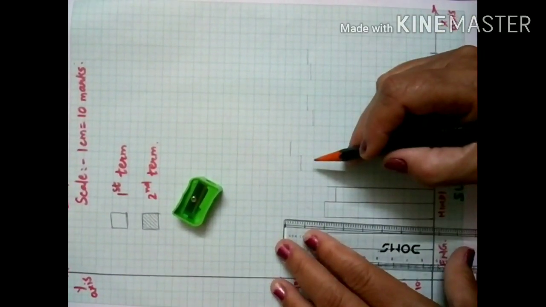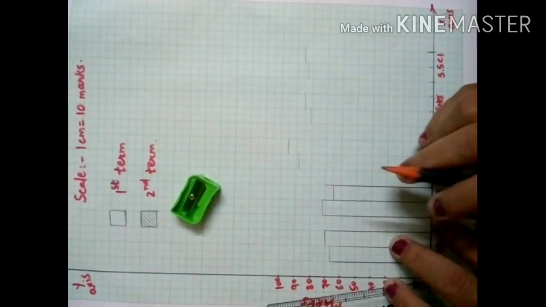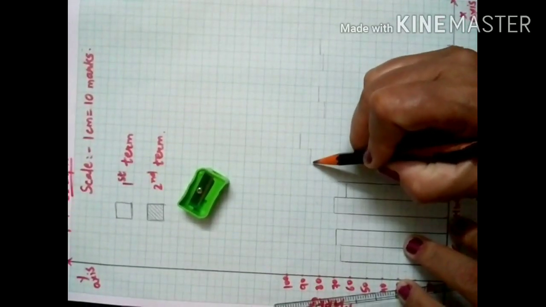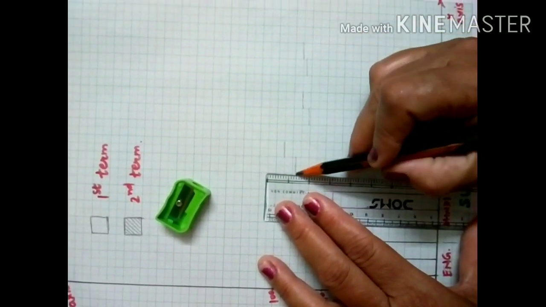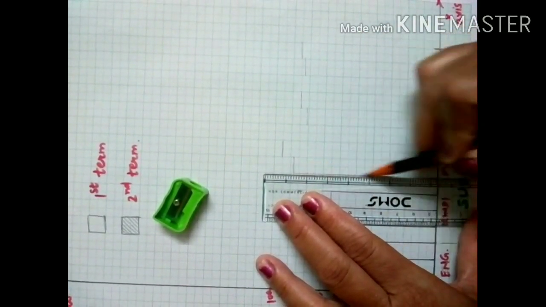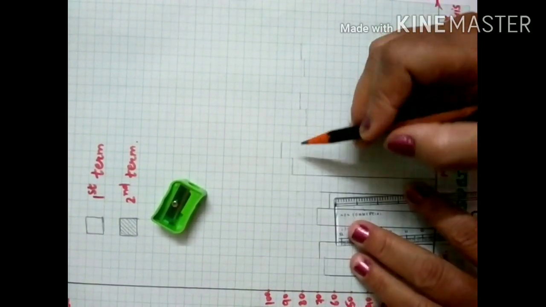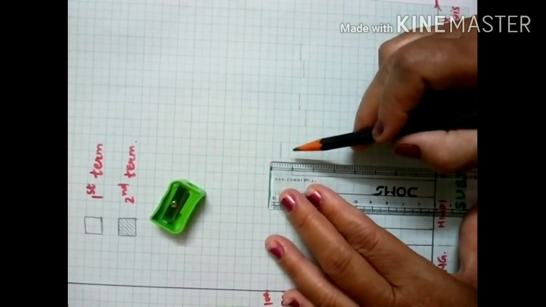Now for maths, 88 and 95. For first term it is 88. 88 means 80 plus 8 marks. So 88 here. This is for first term, and 95 means 90 plus 5. So 95.